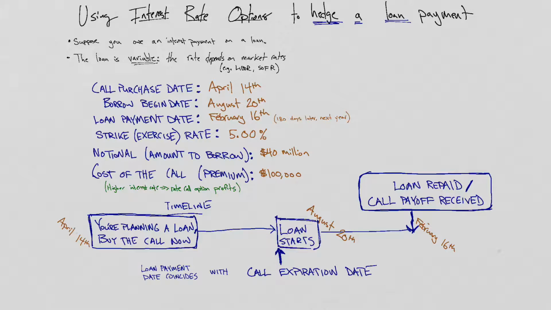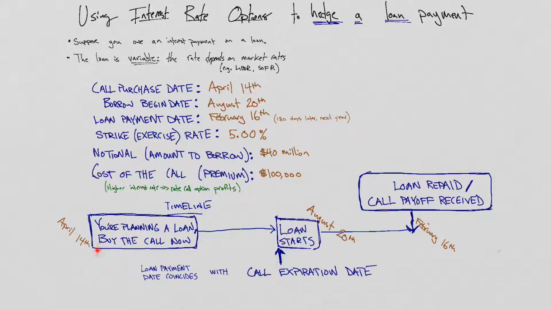The rest of the things are more similar to what you've seen before. We have a strike price. In this case, it's an interest rate though, and the strike rate is 5%. The notional amount that we're borrowing is 40 million, and so this is the notional amount of call options that we'll need to buy as well. And the cost of doing that, the premium for these call options, amounts to $100,000.